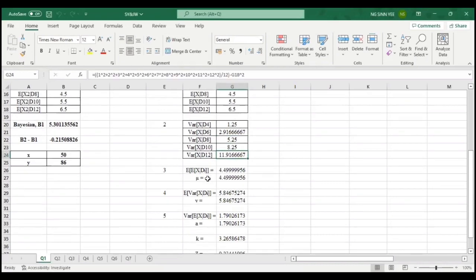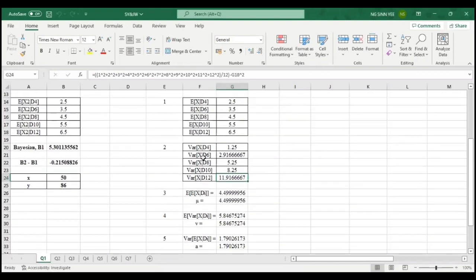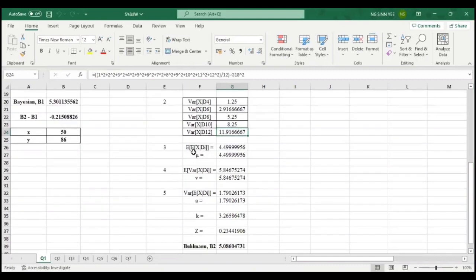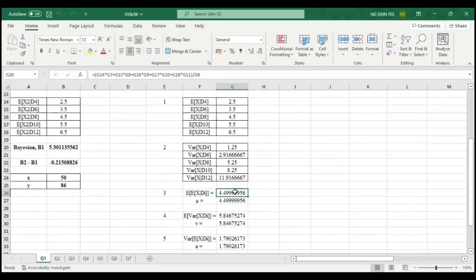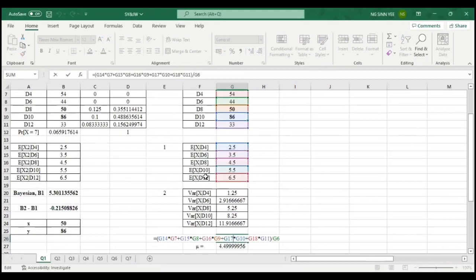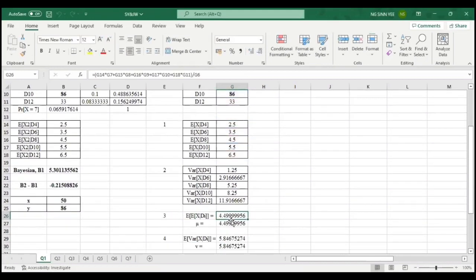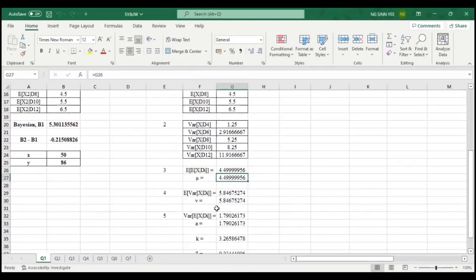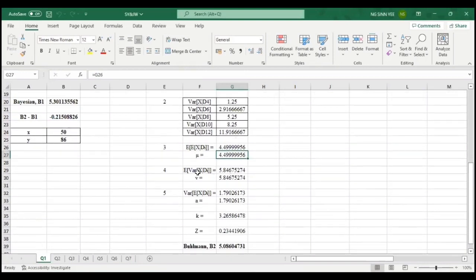involved in this question. After getting the expected value and the variance value, we will be getting the expected value of x in condition of dice. So it depends on which condition, and we will add all of those conditions together. And as a whole, we will multiply the expected value with the probability given, and we will get the expected value for this.